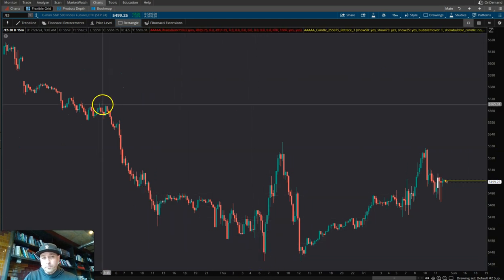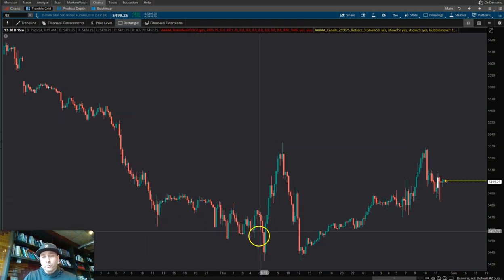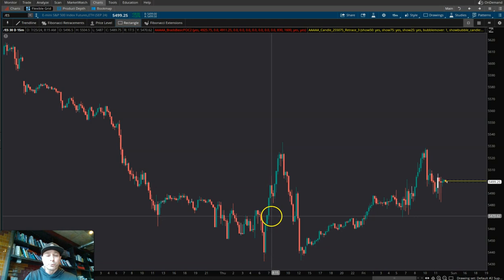So we see price falling. Price goes down, is making lower highs, lower lows. We're seeing a reversal of trend.